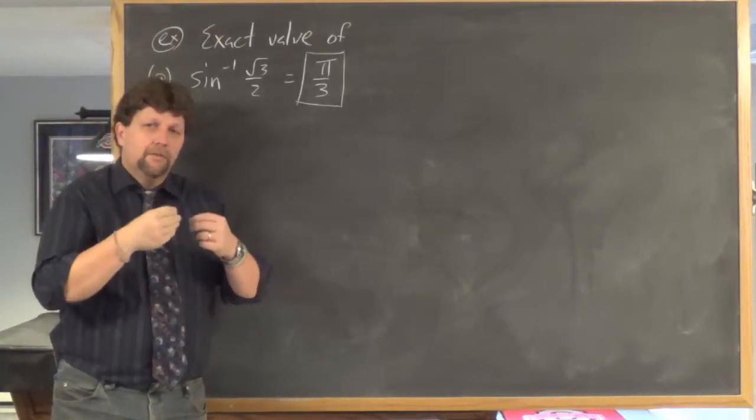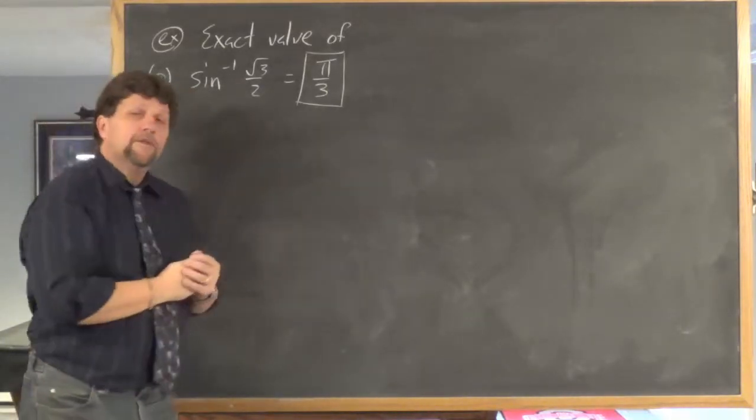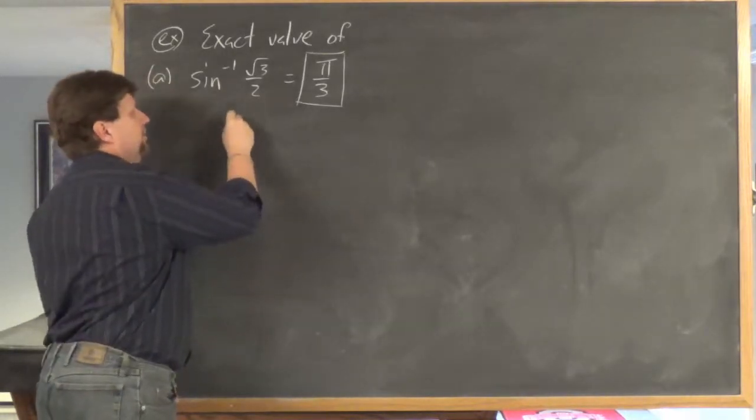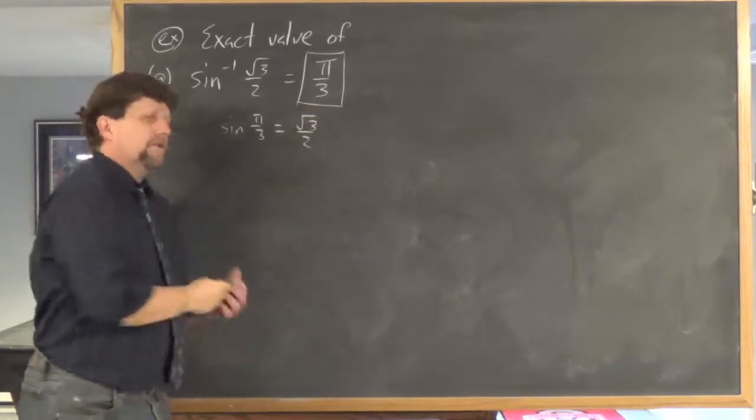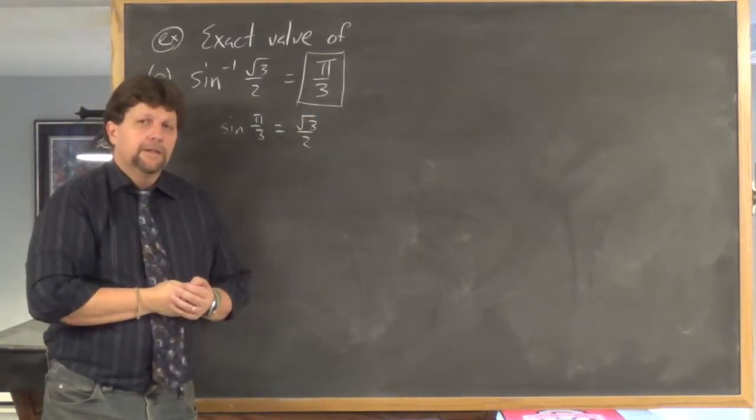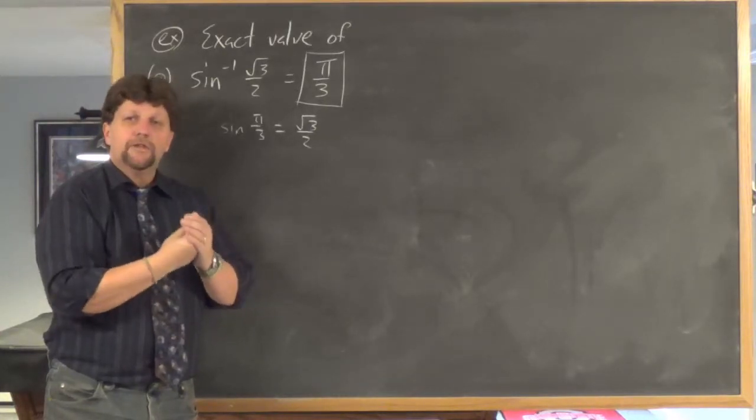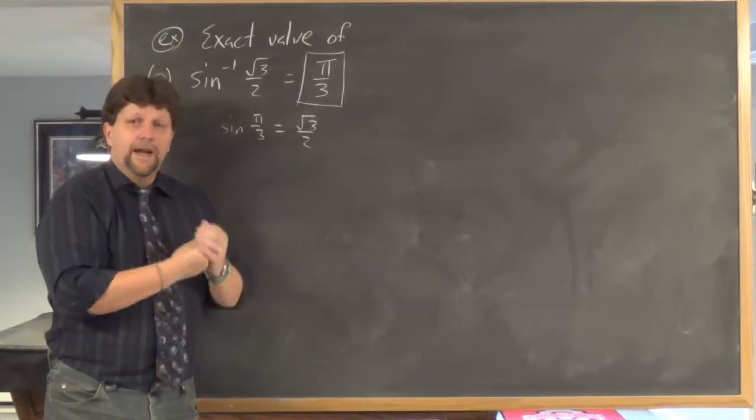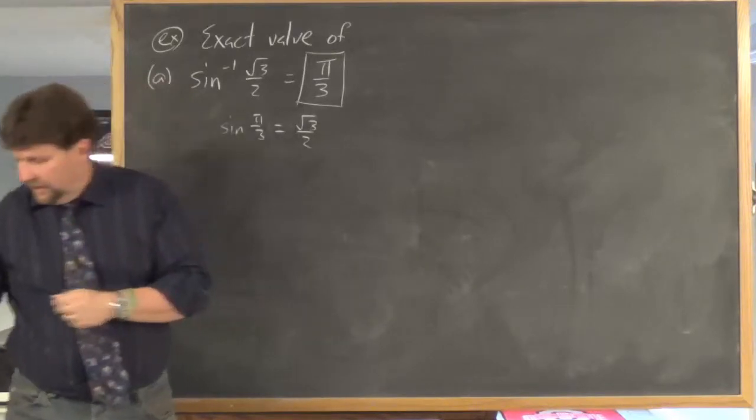And think about the reason why. Go back to the definition. Inverse sine of square root 3 over 2 is pi over 3 because when you do the sine of pi over 3, you get the square root 3 over 2. Again, we're only looking for an angle on the right half of the unit circle when we're doing inverse sine. Just the right half of the unit circle. That's it. Let's do another one.